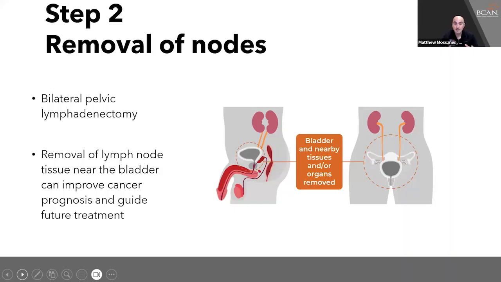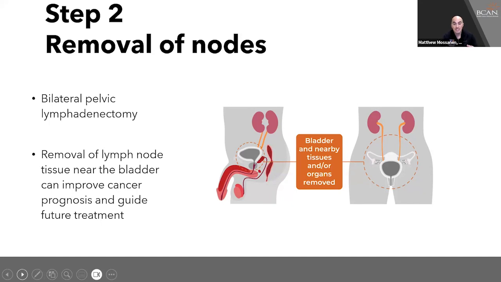We've talked a little bit about the first part of a cystectomy, just to recap, removal of the bladder with nearby tissue and the organs, which differ in male and female patients. And we've talked a little bit about things like organ sparing and the two different approaches, open and robotic. So now we're going to go to step 2.